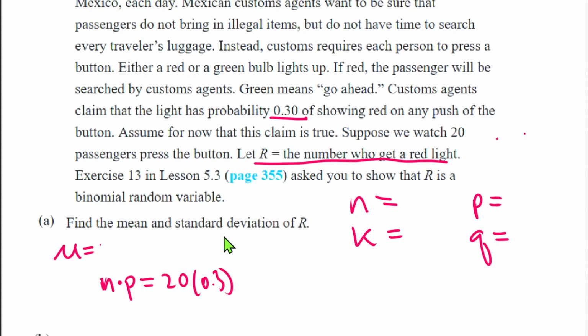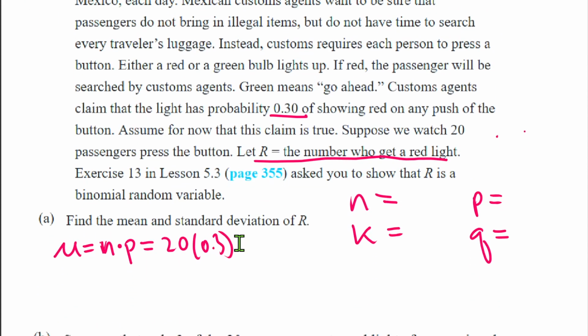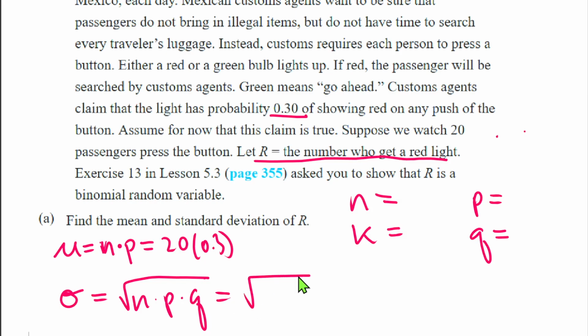Now, the standard deviation is a simple formula, which is, and I'll use sigma for standard deviation, the square root of n times p times q. And that would be the square root of 20, of course, times 0.3, of course. And then the number that goes here is the percentage of the time that you fail, which is just 1 minus 0.3. It's the rest of the percentage. So that would be 0.7 here. These two numbers, the p and the q, have to add to 1, or like 100%.